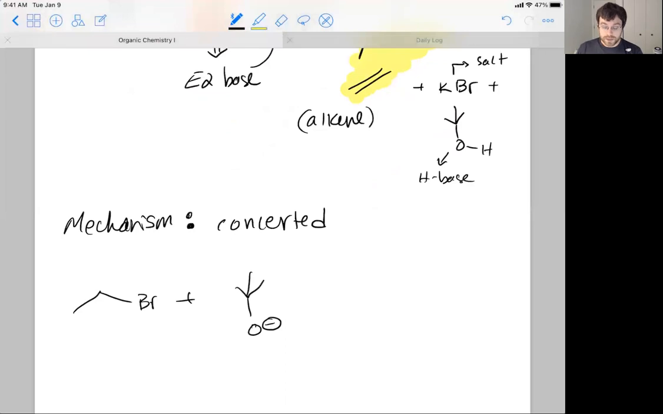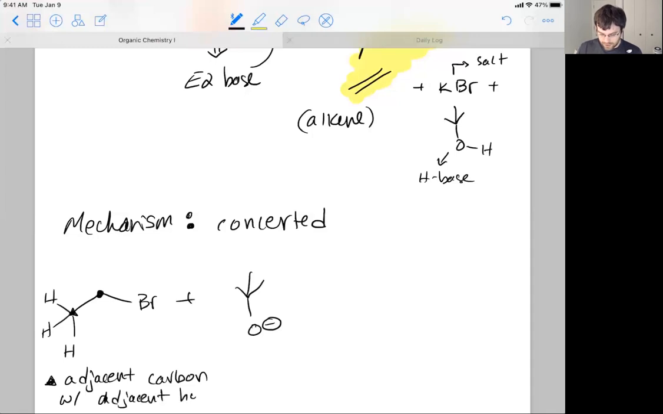Now, what happens in this reaction is if we start at the haloalkane carbon and we go to a carbon next door, what I want you to notice is that there are 3 hydrogens at that next door or adjacent carbon. So this is the adjacent carbon with adjacent hydrogen atoms.